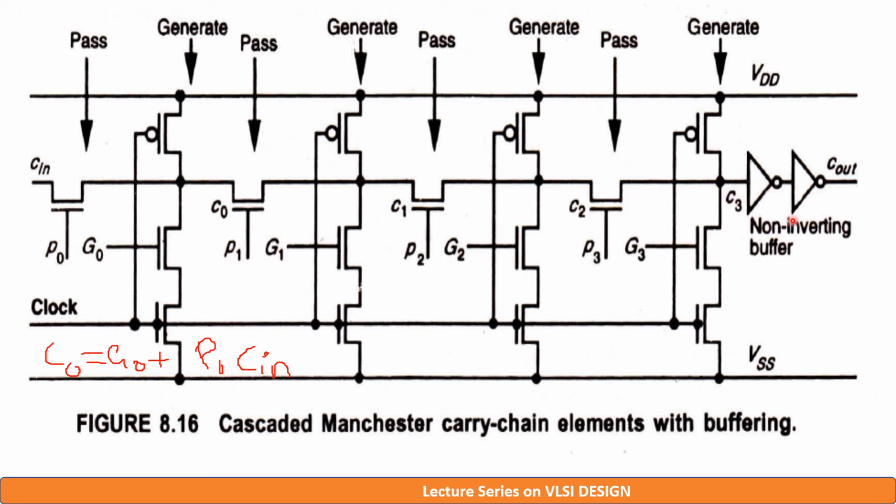So these buffers are used to reduce the delay because we have pass transistors cascaded, which increases delay as a square of n. Thus, to reduce this delay, these buffers are used.